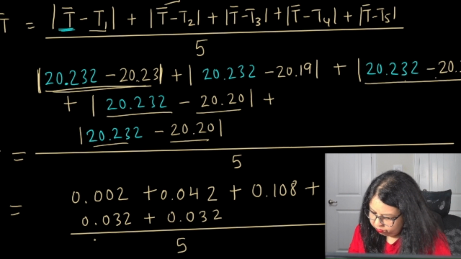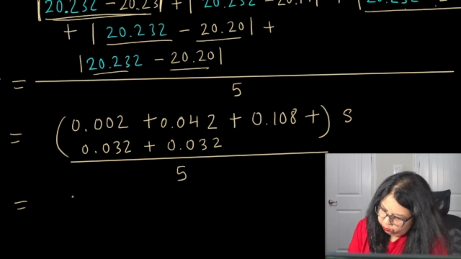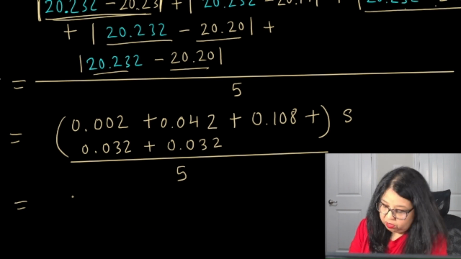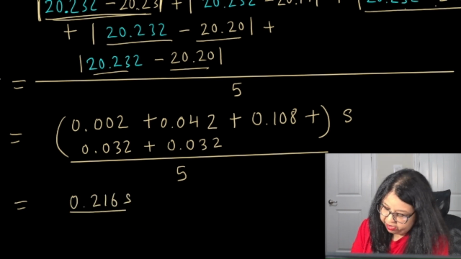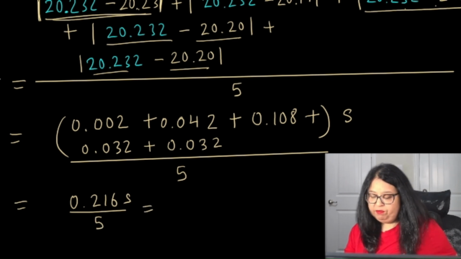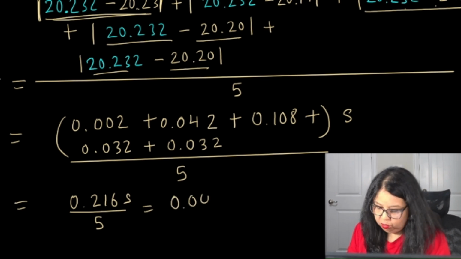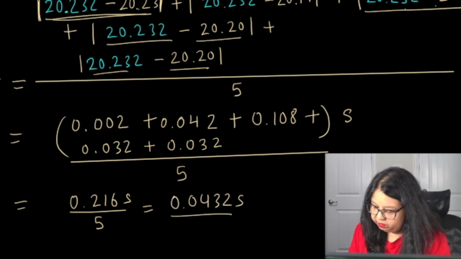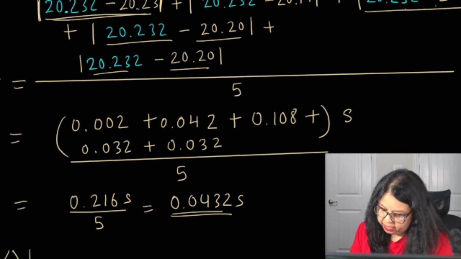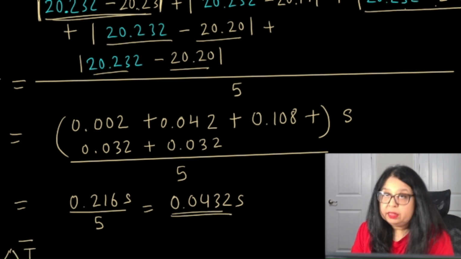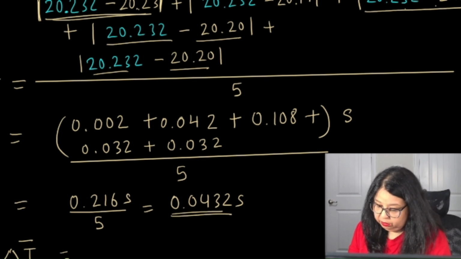5. Let's add up these numbers and see what we get. When we add all these numbers at the top, it gives us 0.216 seconds divided by 5. When we divide 0.216 by 5, what do we get? 0.0432 seconds. So this is our mean absolute error in the time period.